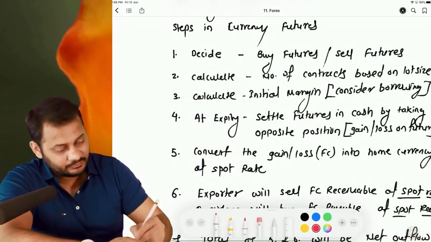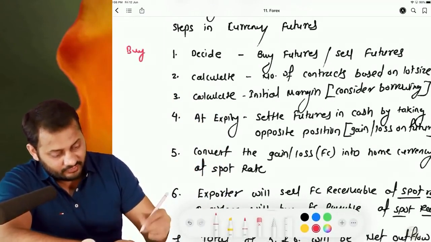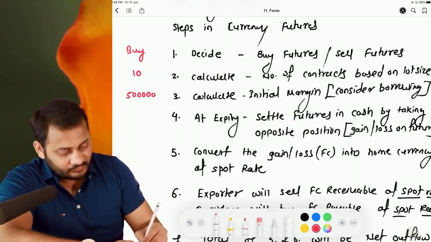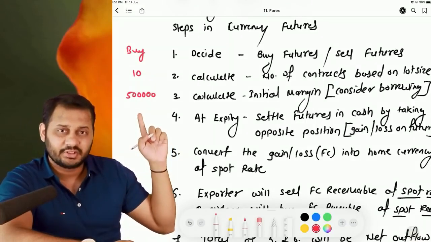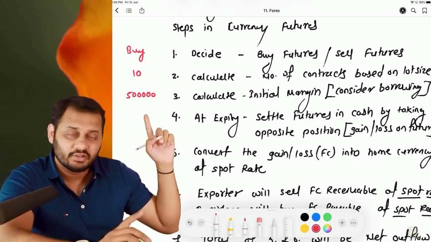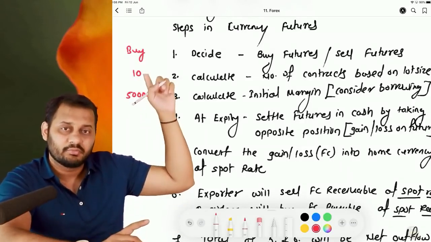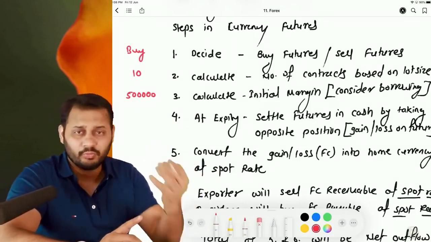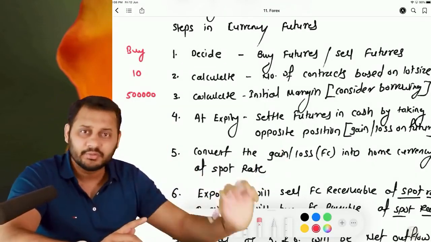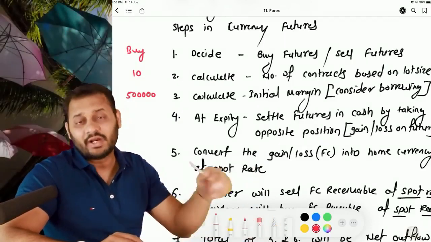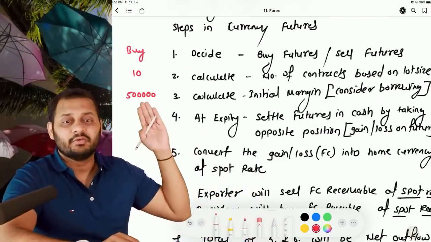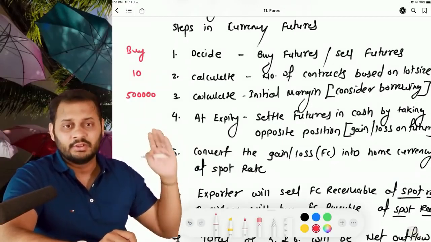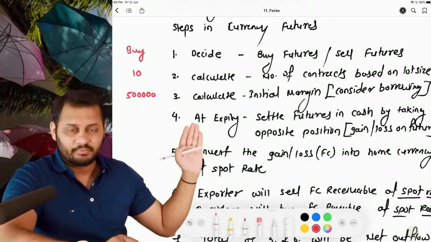Let's take an example. Decided to buy futures, then 10 lots, then 50 into 10 lots, that becomes 5 lakh rupees, the exchange margin that you will have to pay. 50,000 on one lot, there are 10 lots that you are buying. So 5 lakh rupees exchange margin you pay. How are you going to pay? You borrow that 5 lakh rupees and then pay it to the stock exchange. So at the end of 6 months or 3 months, you will be paying this much amount plus interest to the bank. Okay, then at expiry, what will happen?